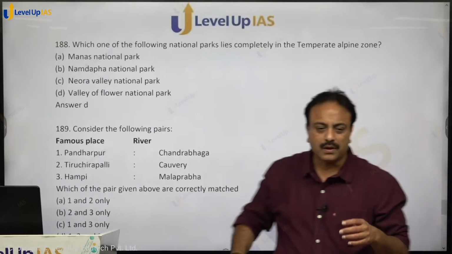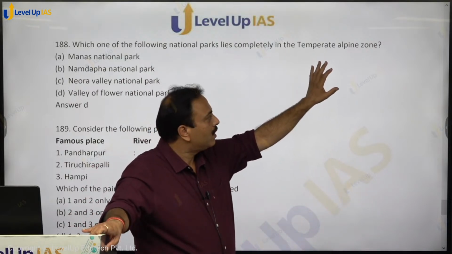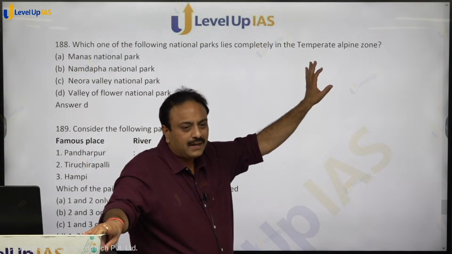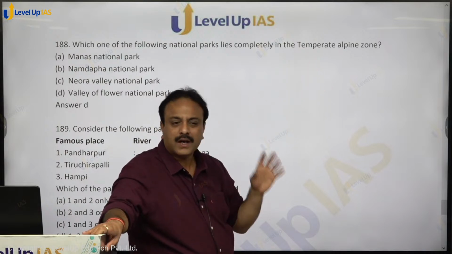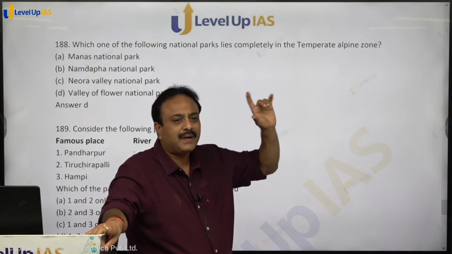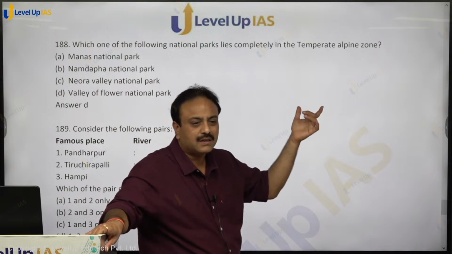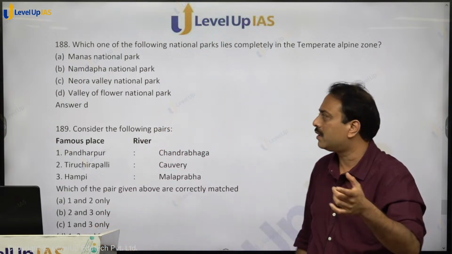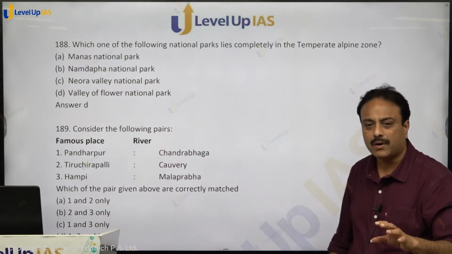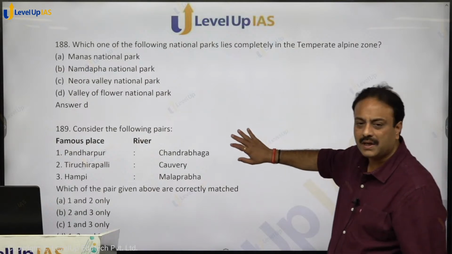Temperate alpine zone. You are able to understand this? What is temperate alpine zone? Alpine, talking about mountains first of all. Temperate, the climate or the weather will be matching the temperate region. So it should be cold throughout the year. It should not have hot climate or humid climate or something like that. So that is only one over here, that is Valley of Flower National Park.